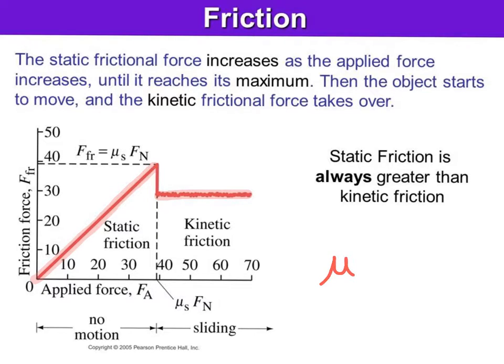Because of this, we can think about that mu s is always greater than mu k. We could think about who won the Revolutionary War. Of course, US greater than UK. Just another way of memorizing this. It's always harder to start an object moving than it is to keep it moving.